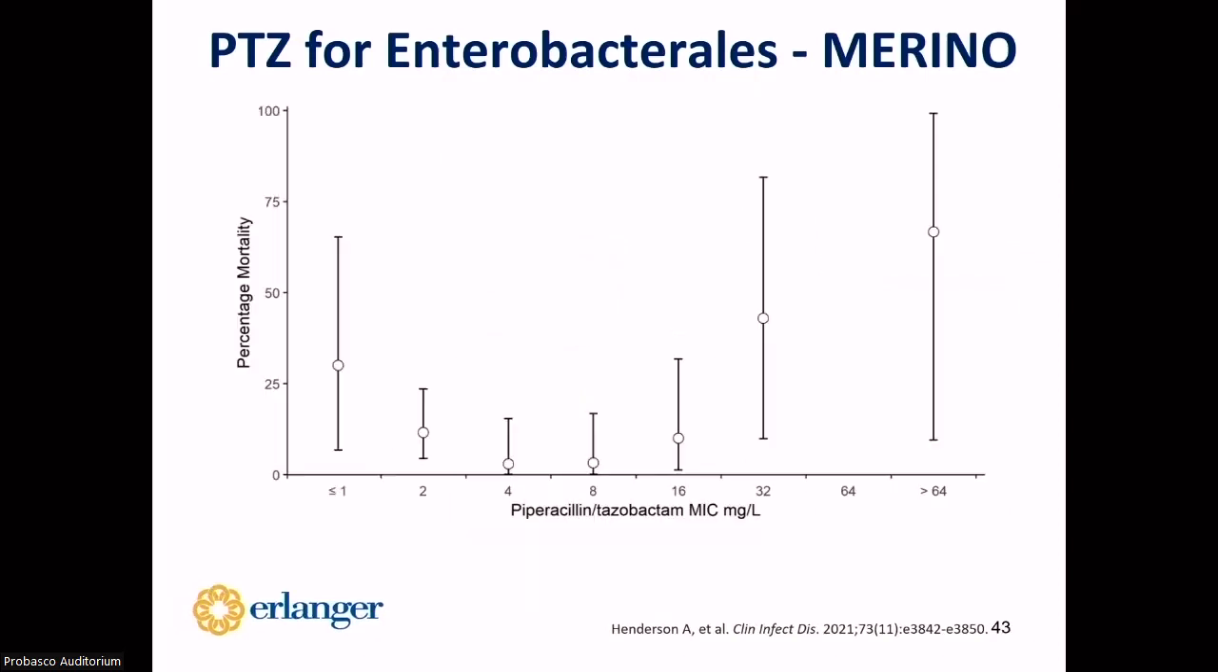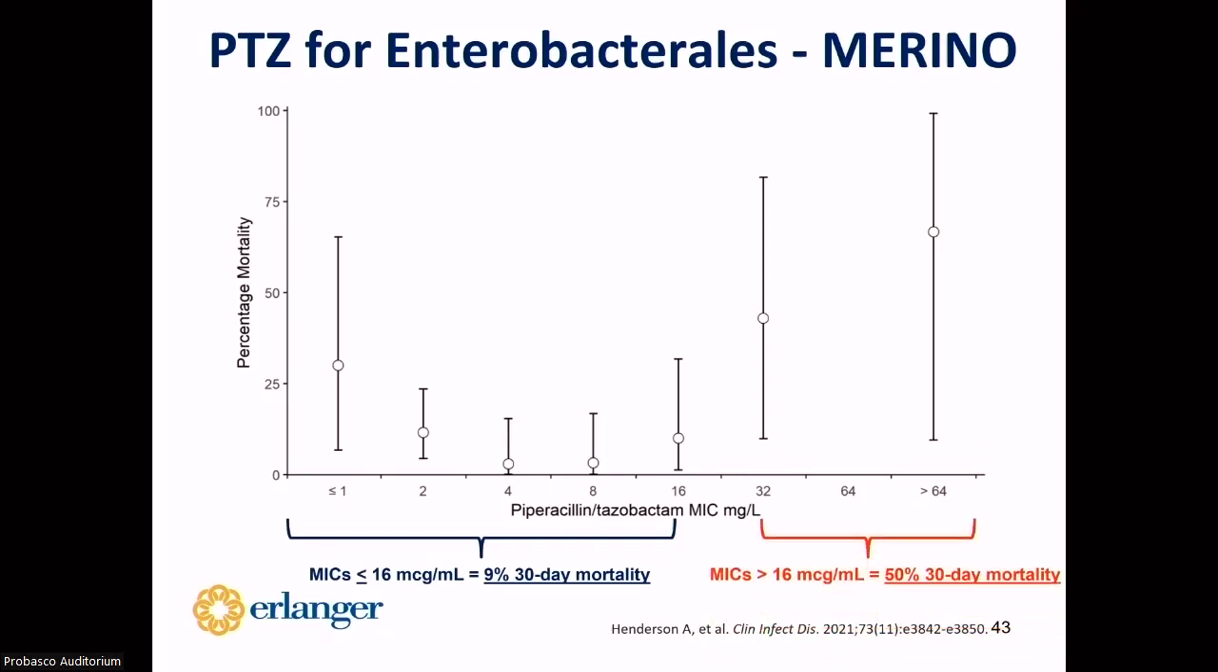And then when we directly compare percent mortality to the pip/tazo MICs, we saw when it was an MIC of 16 or below, we had 9% 30-day mortality, but an MIC above 16 was indicative of 50% 30-day mortality. And that is very much a problem, as our previous breakpoints were, the intermediate value was 32 to 64. So all of those patients were surviving on a flip of a coin, essentially.